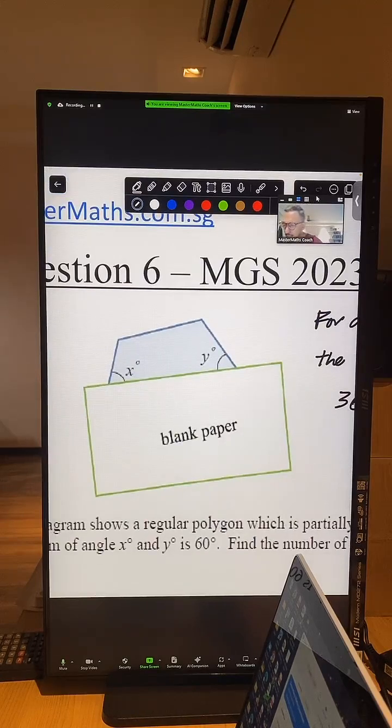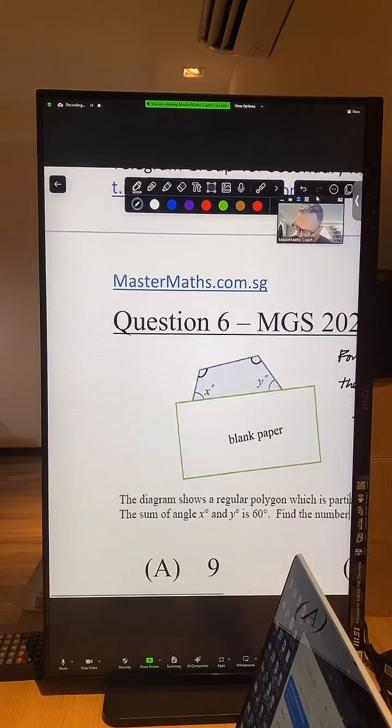Okay, so X and Y add up to 60 degrees. Meaning to say, this guy and this guy will be 360 minus 60, which is 300.